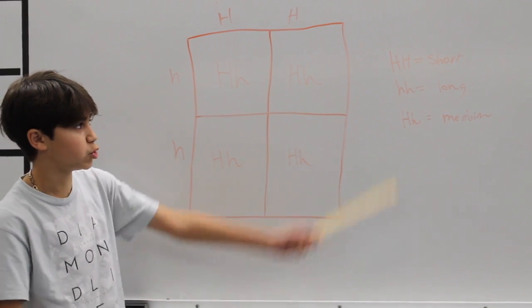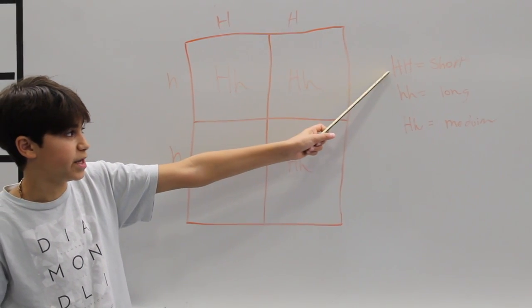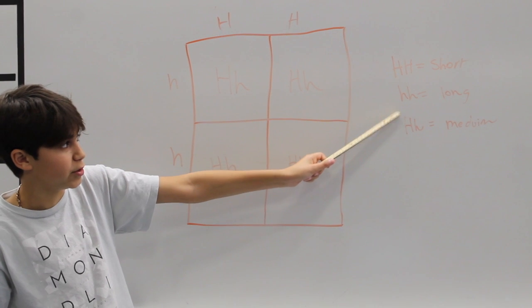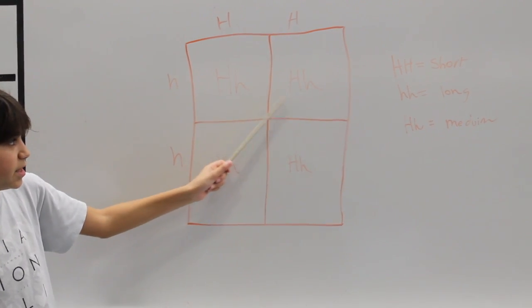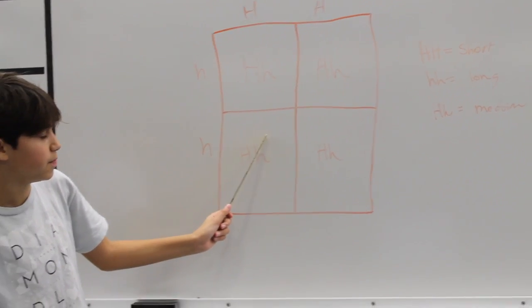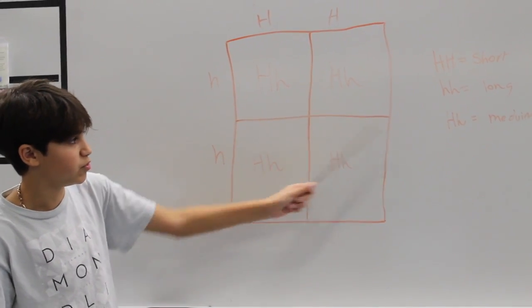If a person that has short hair, which is big H, goes with a person that has long hair, little h, and they have babies, these are the possible outcomes for their kids' hair length, which is going to be medium. Mutation is an unexpected permanent change in the nucleotide sequence in a gene or a chromosome.